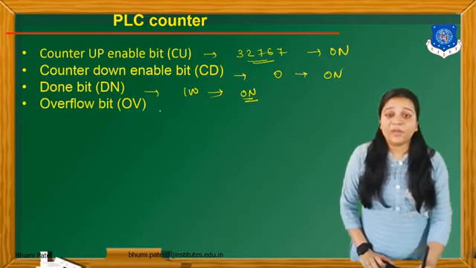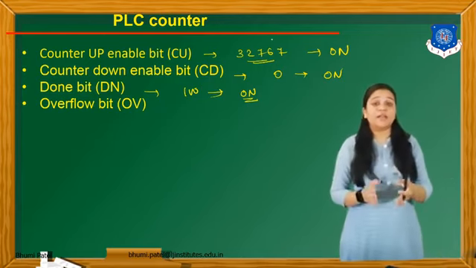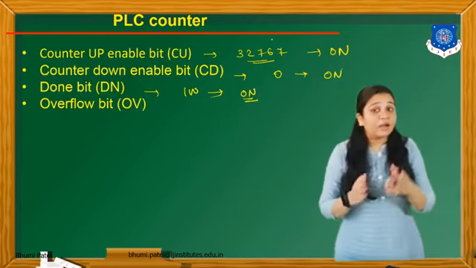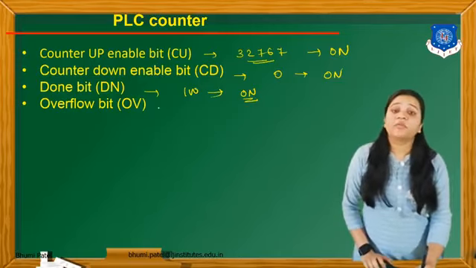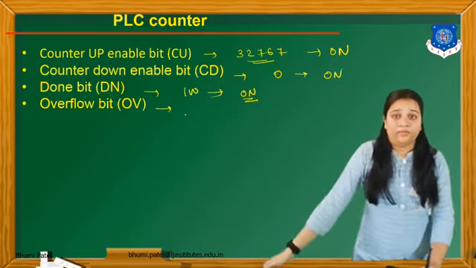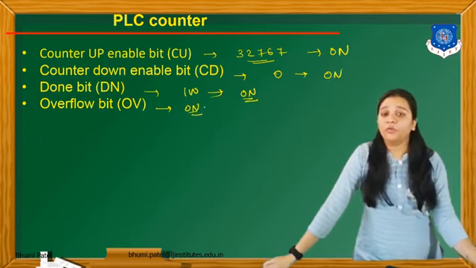So the overflow bit is used whenever my preset value or my accumulator value reaches 32,767 and again my rung condition goes from false to true, so the overflow bit will be on.